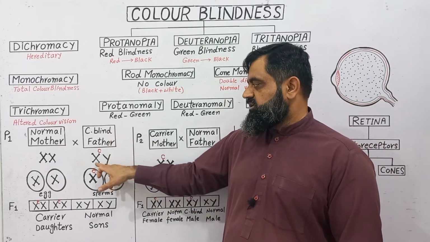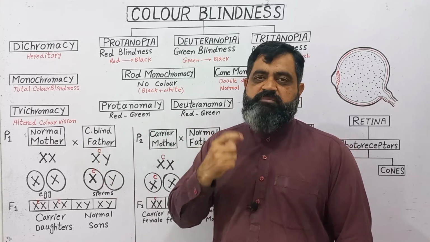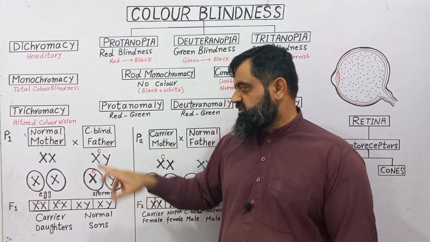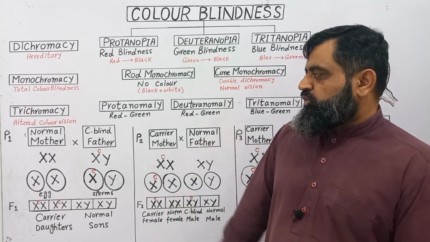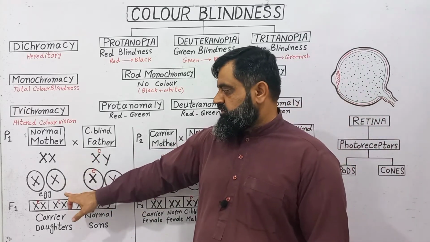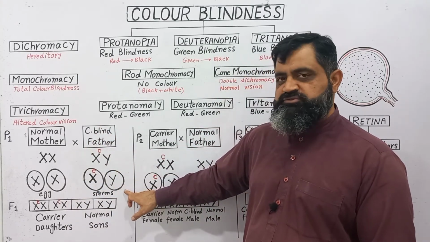The colorblind father is XY, and its X chromosome contains a gene represented by the letter C. So it means that this father is colorblind. When they got married, the mother produces gametes, which are eggs. The father produces gametes, which are sperms.